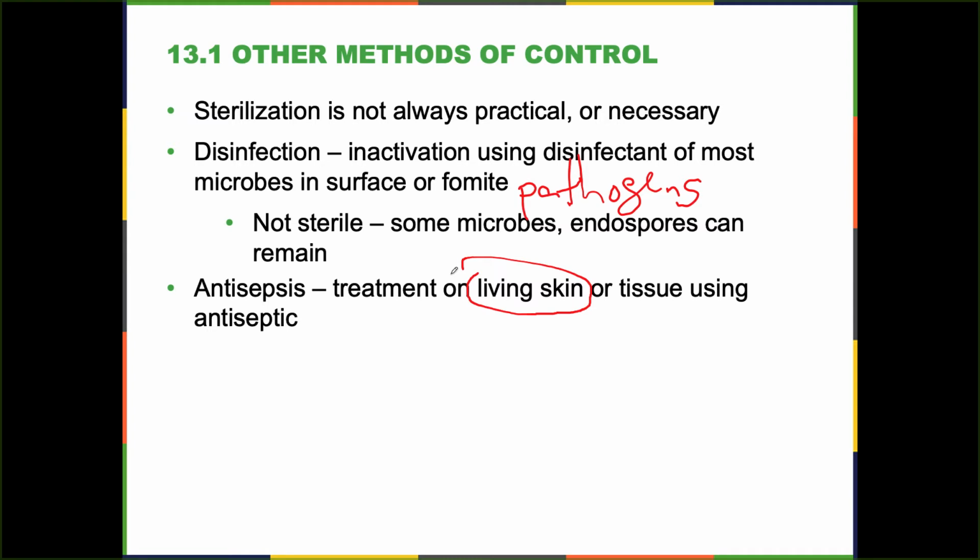And then vice versa. Sometimes we use certain things on the skin that maybe are not harsh enough for the table or the environment. Maybe they don't work as well on these surfaces, right? So, level of control is the same. Most microbes, particularly things like pathogens, right? But where you use it will determine the type of control that it is, whether it's disinfection or antisepsis.